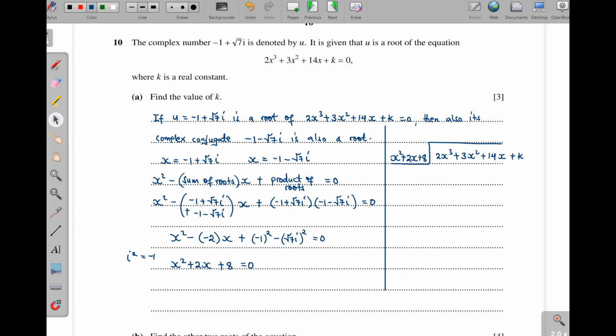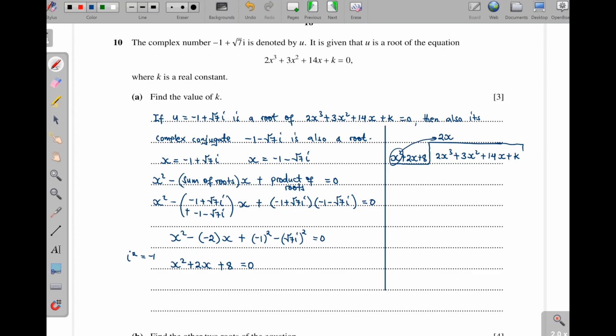So something like that. Don't know whether this one is too wide. So when we divide here, what do we get? You divide the first with the first, the rest you multiply. So 2x cubed divided by x squared, you will get 2x. So you write it up here.